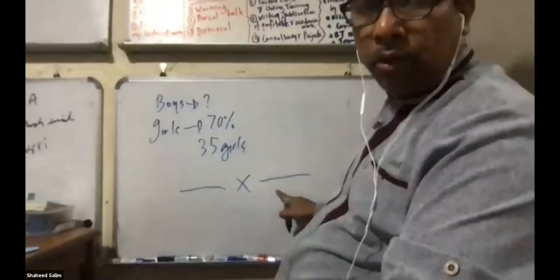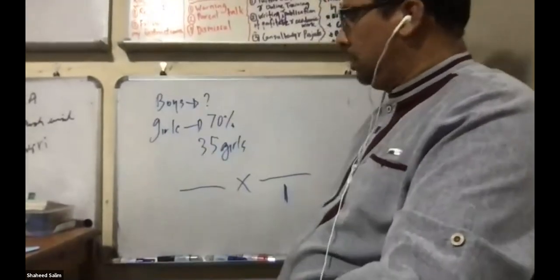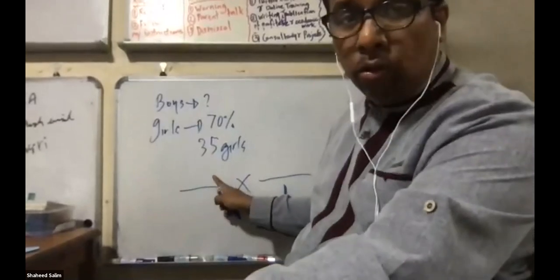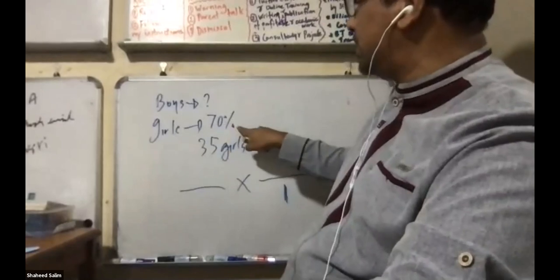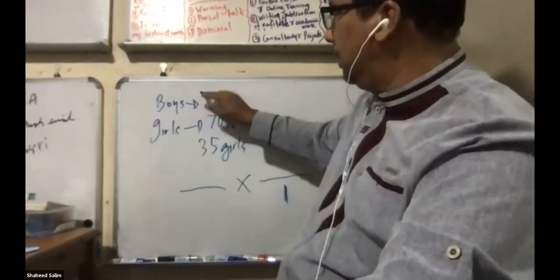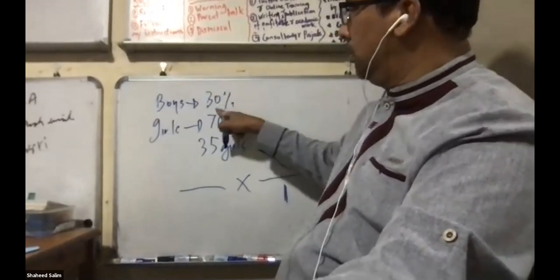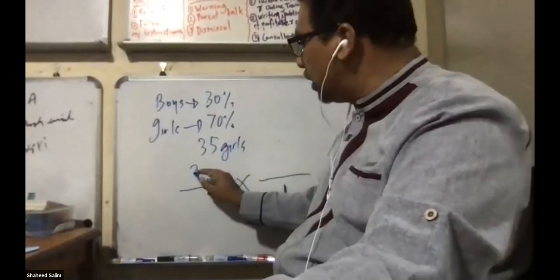First step down here, what do you put? You put 1. You want to find boys. What do you write here? Any clue about the boys? You say no clue at all. You can know if girls is 70%, boys is how many percent? 30. Can you see? You know what? 100% is everything. So you know the clue is 30. So you write 30 here.